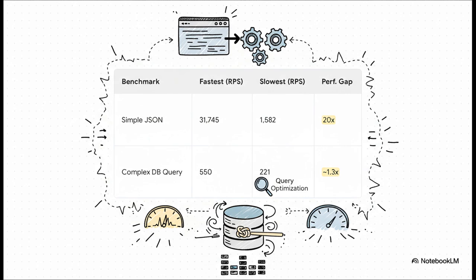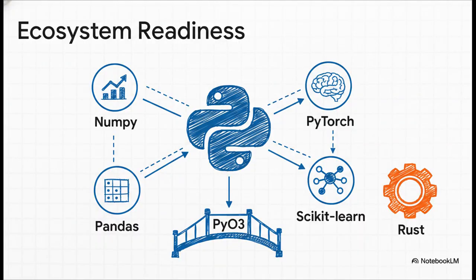And for web developers, this is probably the most important slide in the whole deck. Look at this. When you're just slinging JSON around, sure, you see a massive 20x performance gap. But the second your application has to talk to a database, that gap just vanishes. It collapses to almost nothing. Why? Because your database is almost always the bottleneck. Your fancy framework doesn't matter if you're waiting on a slow query. The database is the great equalizer. Optimize your queries first.